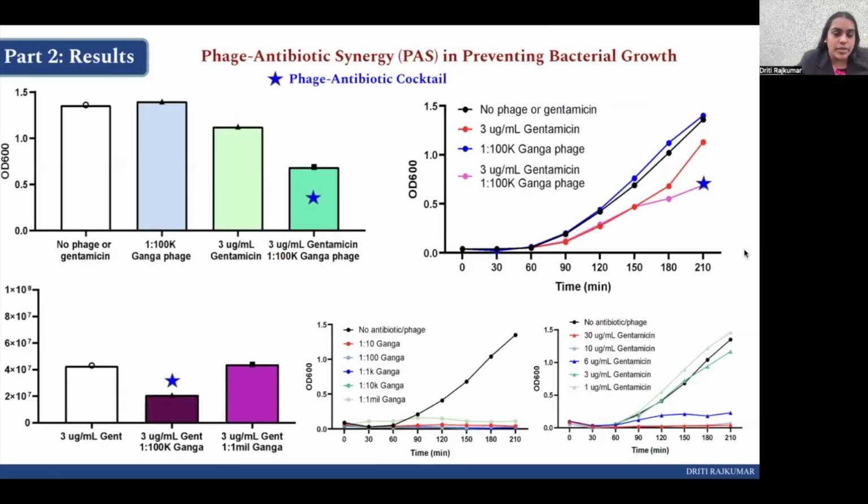Part 2 of my experiment involved testing for synergy with phage and antibiotics. So the therapeutic range for gentamicin in serum is about 5 micrograms per mil to 10 micrograms per mil at peak levels. And I found you only need 3 micrograms per mil of gentamicin combined with 1 to 100,000 dilution of Ganga phage to be just as beneficial. How promising is that? You only need about half the amount.